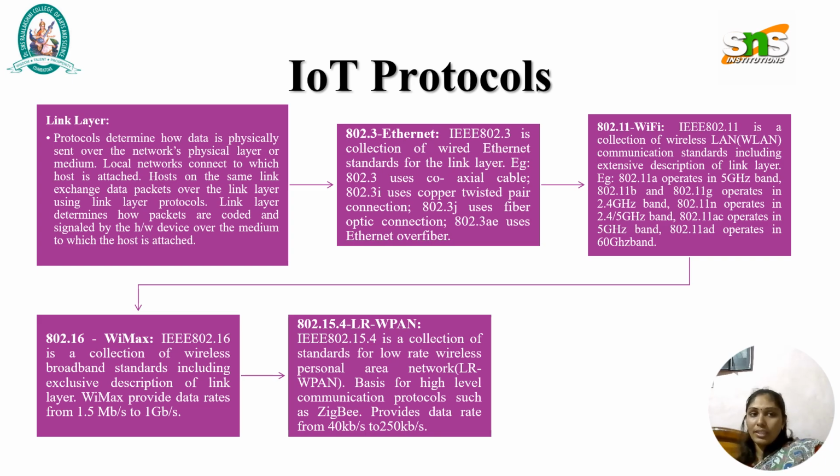First of all, the data link layer follows several device protocol IDs. The first one is 802.3 Ethernet, Wi-Fi 802.11, WiMAX 802.16, and LR-WPAN 802.15.4. These are the IoT protocols followed in IoT devices. So the data link layer follows these protocol IDs for further data communication through the internet.